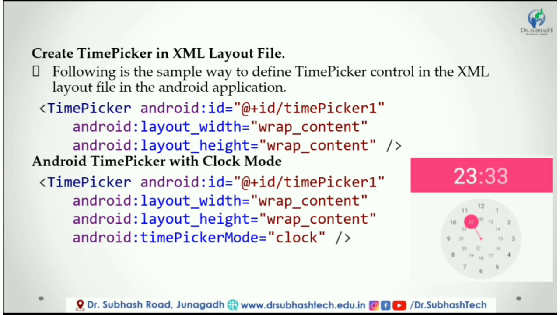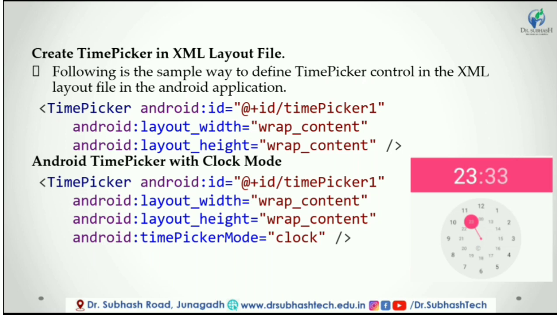Create a time picker in XML layout file. In Android, we can create a time picker in XML layout file using the TimePicker element with different attributes, as shown below. In Android, the time picker supports two types of mode. Those are clock and spinner to show the time detail in our application.